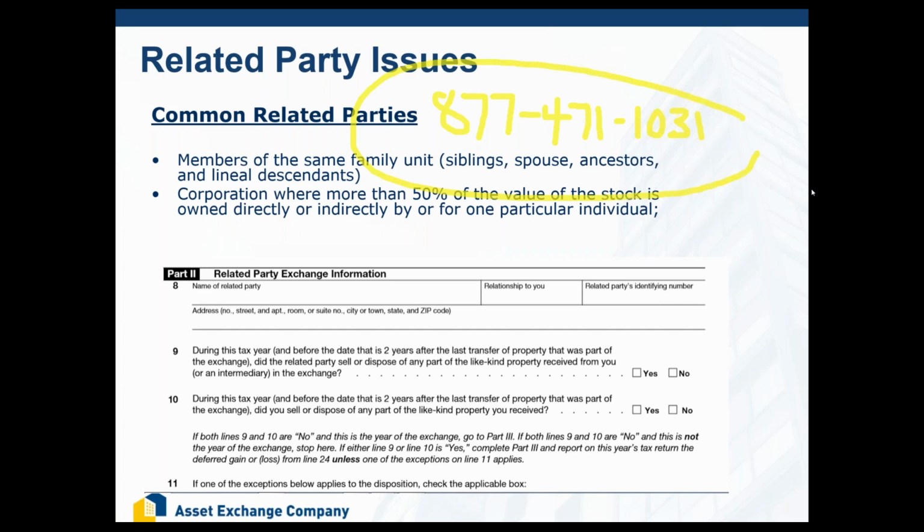Now, ladies and gentlemen, what is a related party? Well, it's a family member, right? So any member of the same family, siblings, spouses, ancestors, lineal descendants, all right? But a related party can also be a corporation that you control. So if you own 50% or more of an entity, a corporation, an LLC, guess what? That's a related party. And the government wants to know when you do deals with related parties.